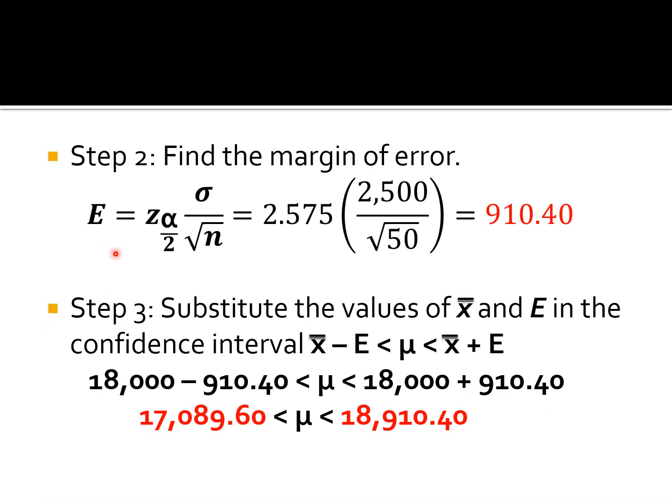Okay, so for the computation, for the step 2, for the margin of error, just substitute the given. So yung z-value natin na 2.575 multiplied to the quotient of population standard deviation, yung given natin is 2,500. So as you can see, as it is na siya. Divided by square root of 50, and then with the calculation, we'll get 910.40. For the third step, substitute the values of the sample mean and E. So same process. So we'll get a lower limit of 17,089.60, and then the other one we have 18,910.40. Same line.